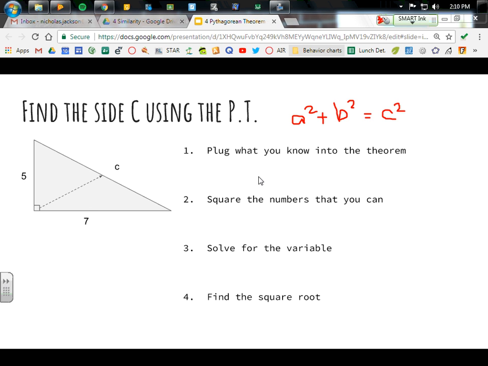So let's plug in 5 for A, so it'll be 5 squared, and let's plug in 7 for B, so that'll be 7 squared. So 5 squared plus 7 squared will equal C squared. All right, the second step is going to be to square the numbers that we can square. So 5 squared is 25, and 7 squared is 49.